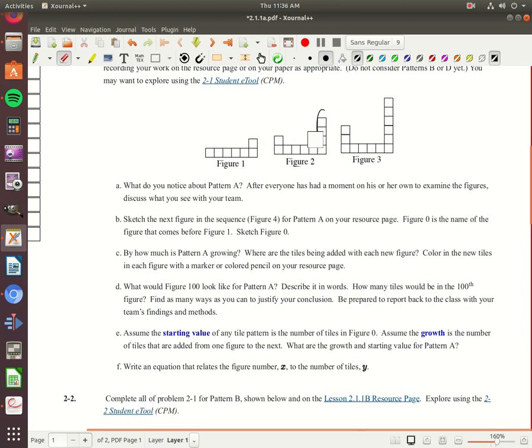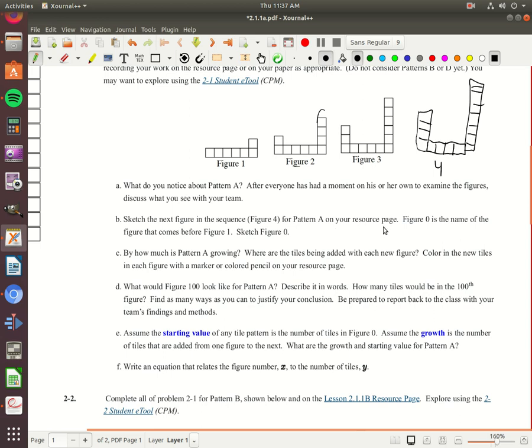Going through, it says sketch the next figure in the sequence, figure 4. Well, we know figure 4 is going to have the 4 in the middle, but now instead of 3 on the left side, it's going to have 4 on the left side, and instead of having 6 on the right side, it will have 8 on the right side. 1, 2, 3, 4, 5, 6, 7, 8. I think it looks something like that. So that's figure 4.